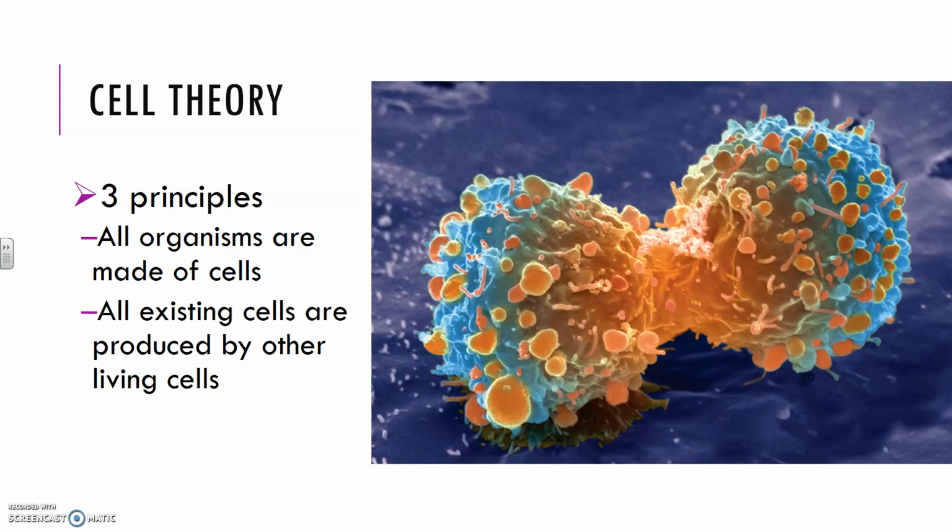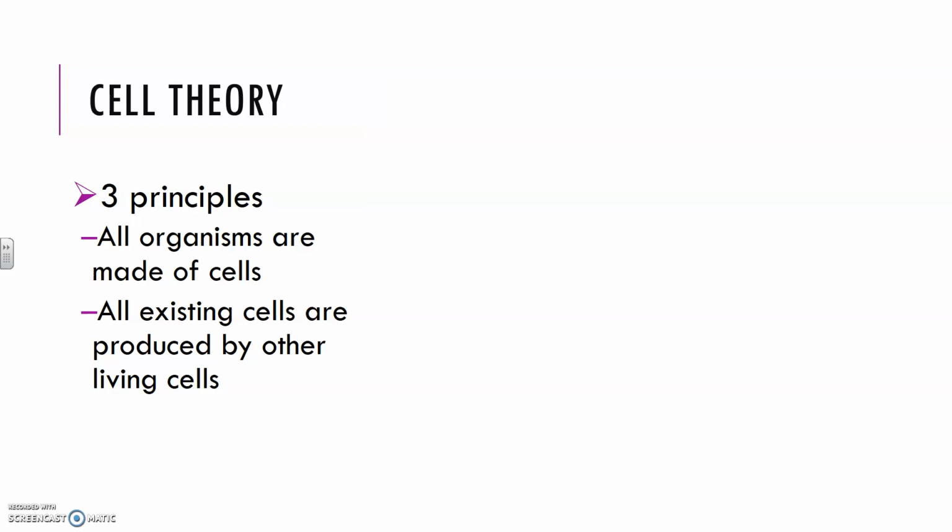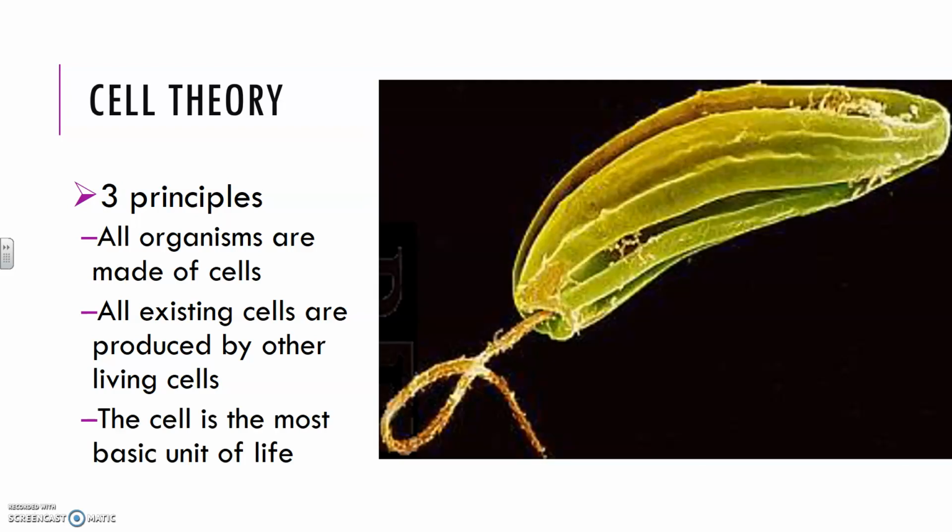And then, all existing cells are produced by other living cells. So nowadays, we can actually see under a microscope, we can watch a cell divide. So we can see this production of living cells by other living cells. So we have seen what Virchow postulated, what his idea was. And then finally, the cell is the most basic unit of life.